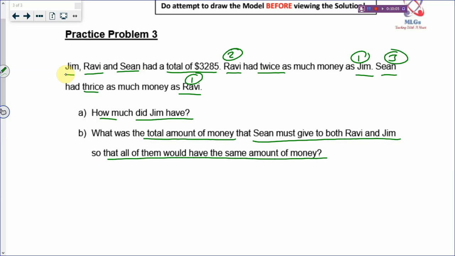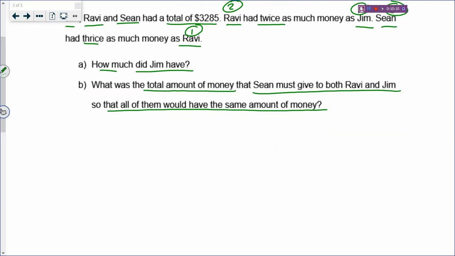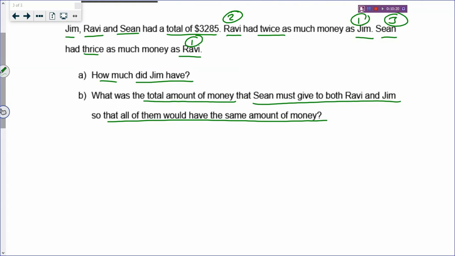So your part B looks a bit complicated. But when you draw the model, complicated problems become easier to handle because you can just zoom in on the model and play with the model to write the steps. Okay, so let's draw out the sentence. If the first sentence you are not sure how to draw, then you always go to the next sentence. Ravi had 2 boxes, and Jim has 1 box.